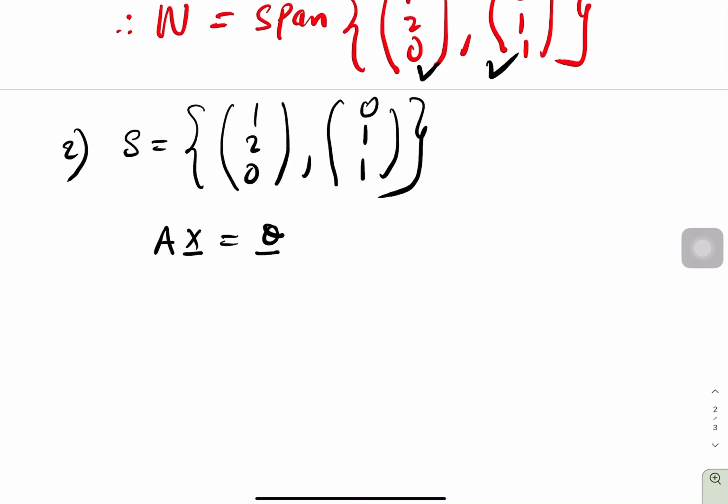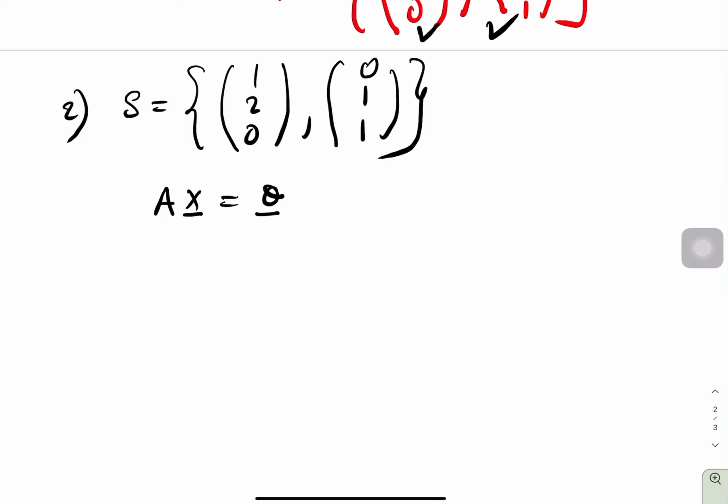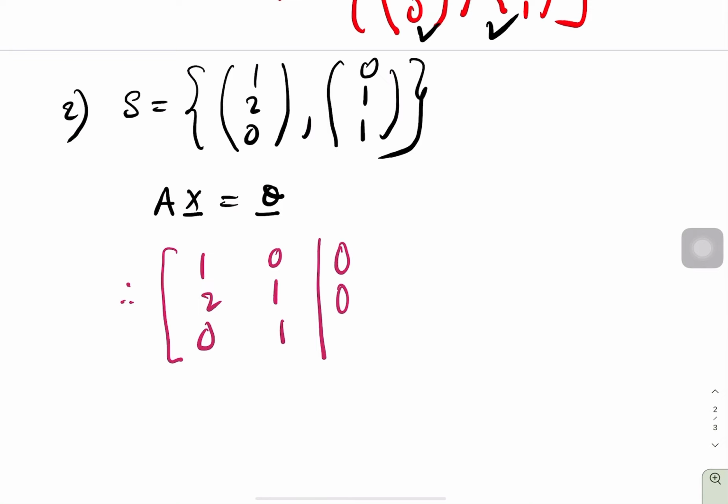So I'm going to do this by means of a matrix, which I assume you are familiar with. So this is going to be these vectors augmented with a zero vector. And that is going to be 1, 2, 0, and then 0, 1, 1. You need to really augment that with a zero vector. And then let's see what you're going to get there.